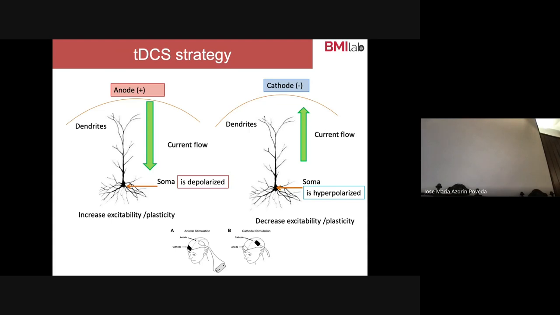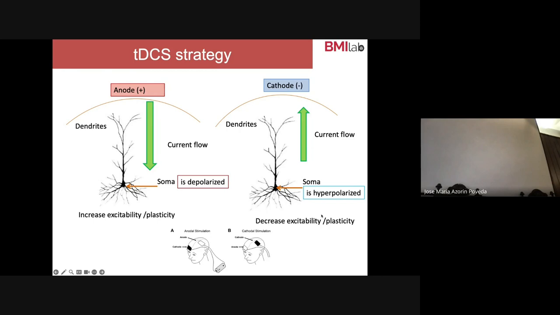Basically, in order to stimulate the brain by applying a current, you have to use at least 2 electrodes. One is the anode, which you use for putting the current into the brain. And the other is the cathode, which you use in order to recover the electricity. So basically, the area where you put the anode is going to have more excitability. But as opposed to that, in the area where you put the cathode, you are going to have less excitability.